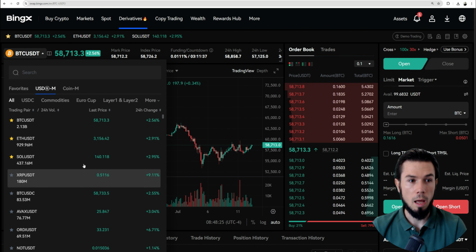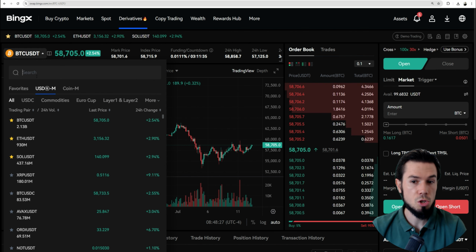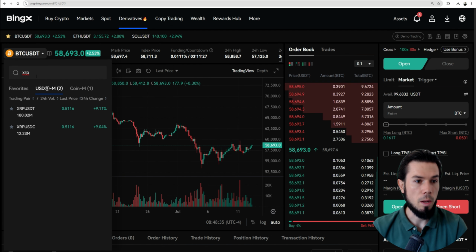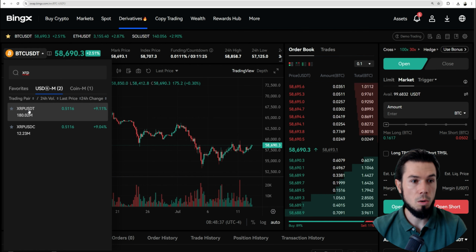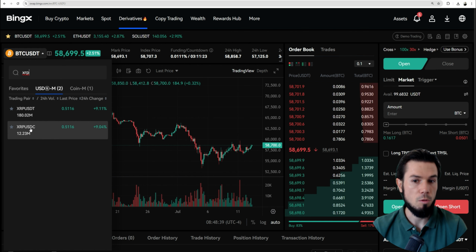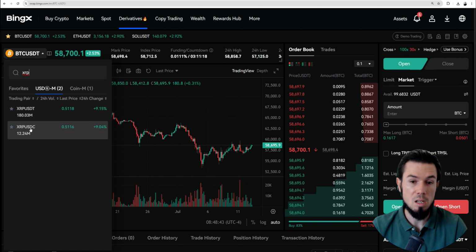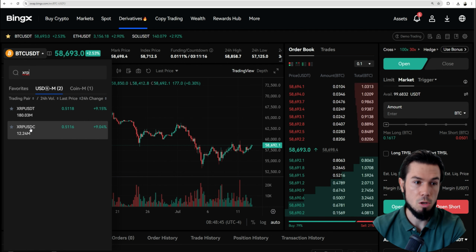Then you would like to search. You either search the type of trading you would like to do. For example, let's say XRP, and then we get XRP against USDT or XRP against USDC if you're running on USDC fiat currency. However, I'm suggesting you to be on USDT, which has much better volumes.